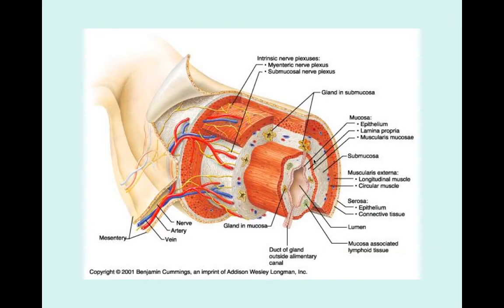And then here we can see it. Again, here is our lumen, the innermost area, the opening where the food moves through. Then we have our mucosa here. Let me see here. Then we have our submucosa. Then we have our muscularis externa. And then we have our serosa. So those are the layers that we just went over.